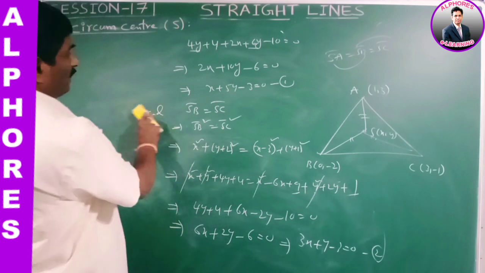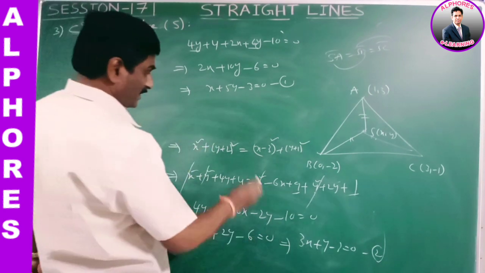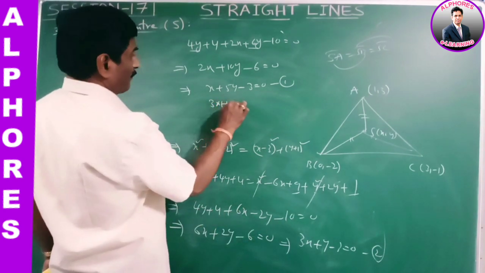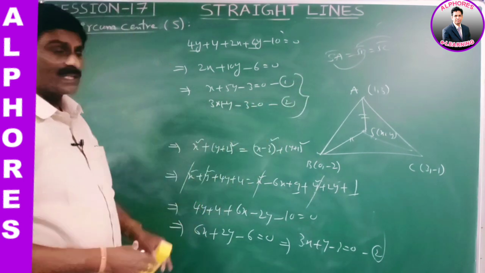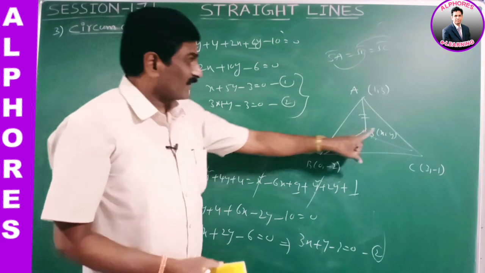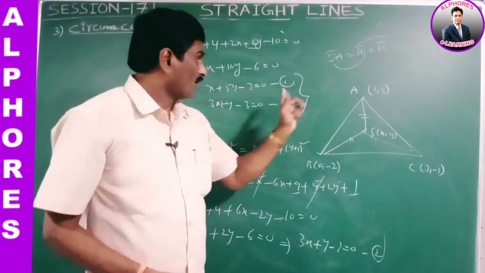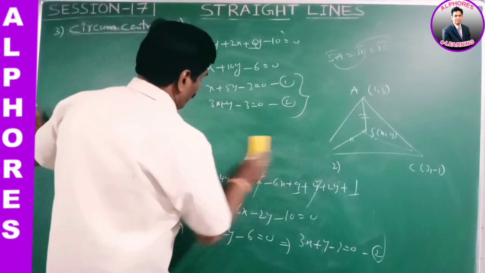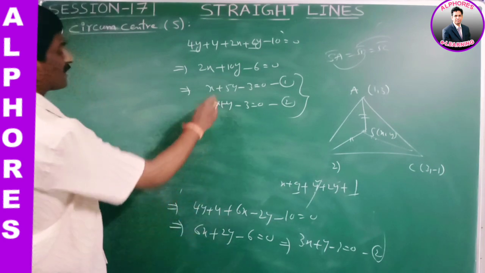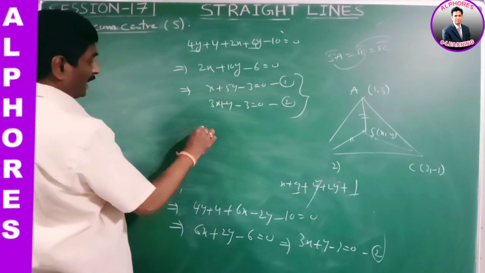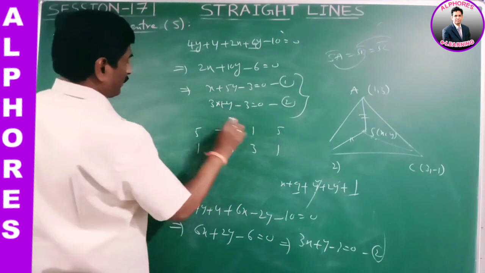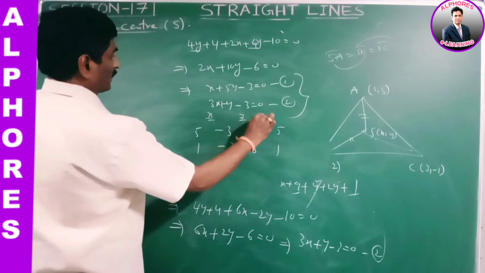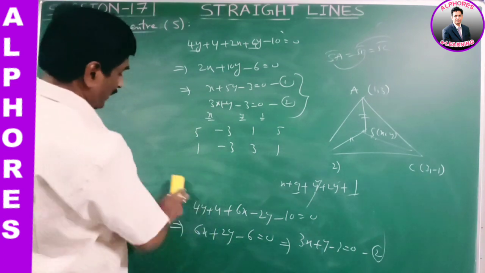Here x + 5y - 3 = 0 is the first equation, and 3x + y - 3 = 0 is the second equation. By solving these two, we get the value of (x, y), which is the circumcenter. So solving 1 and 2 by the cross multiplication method, we find the circumcenter.